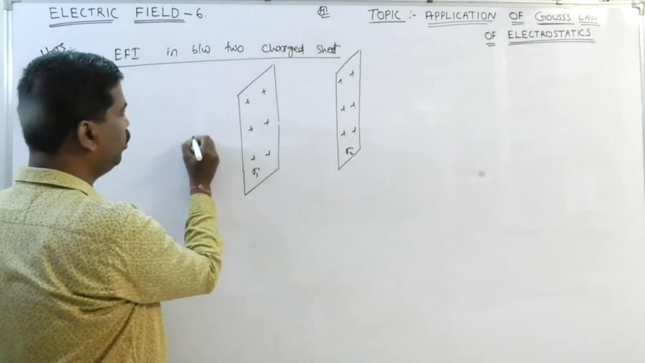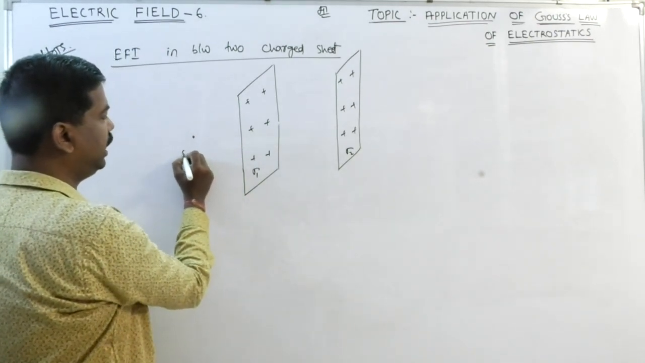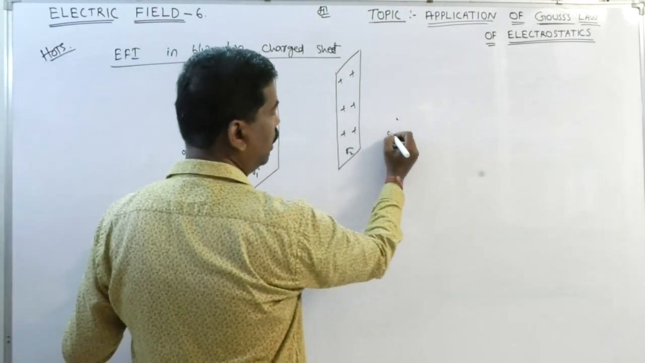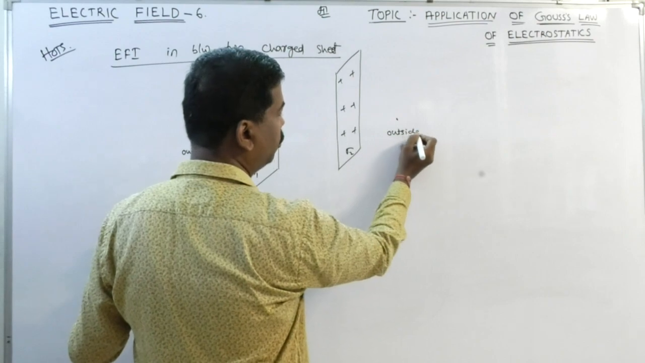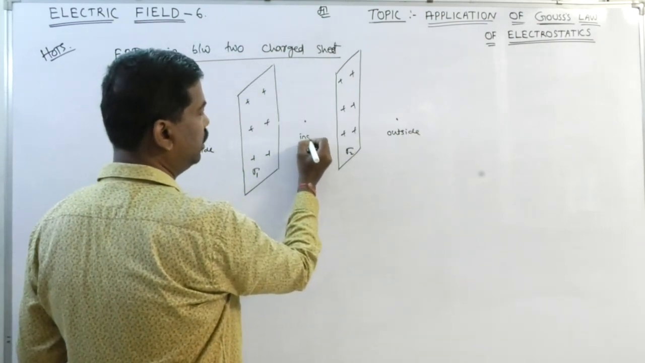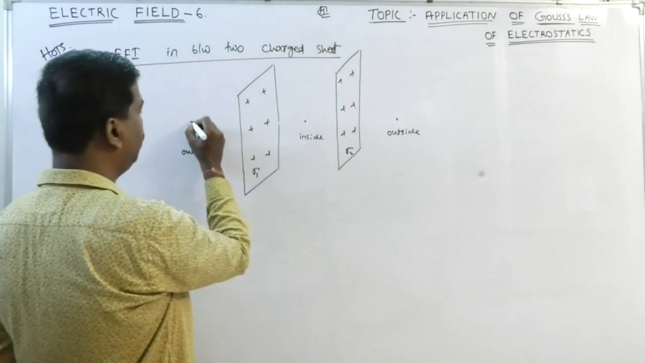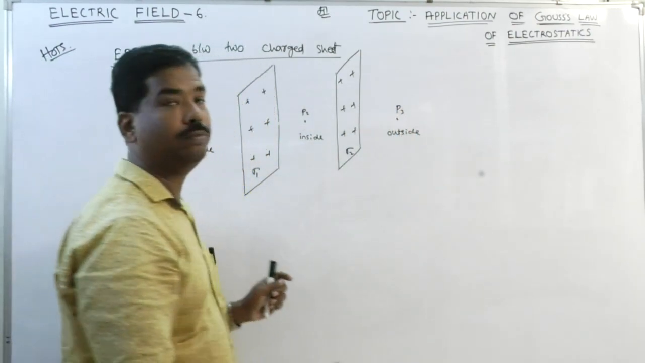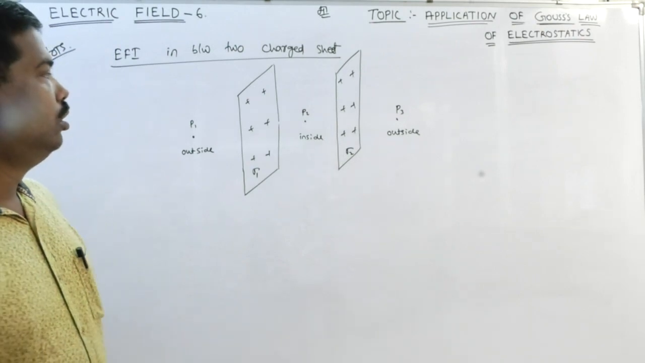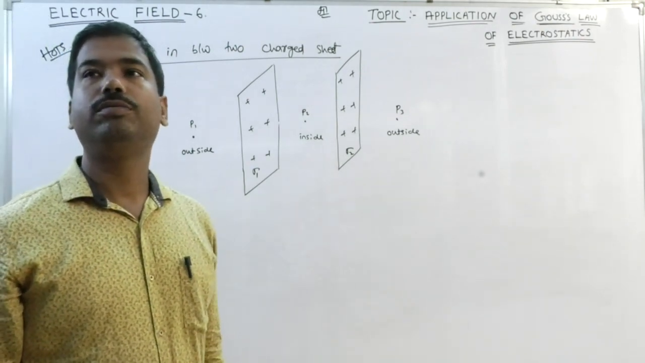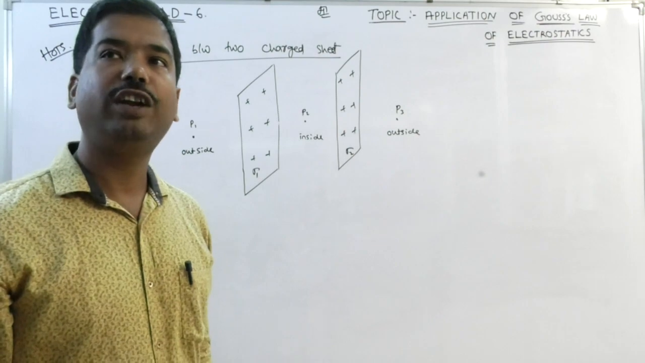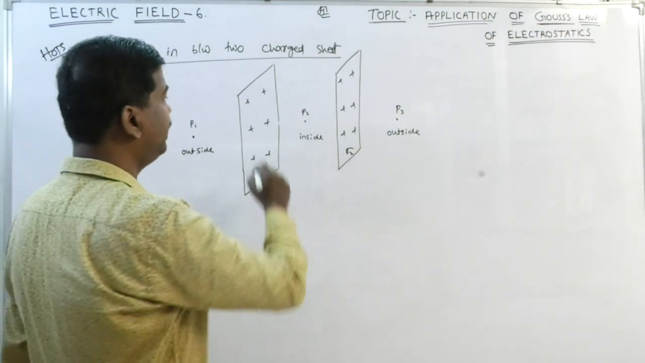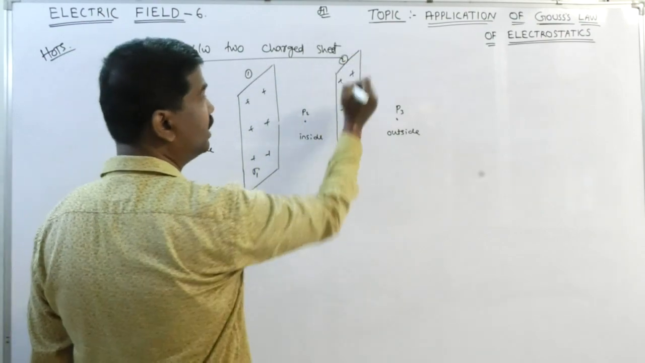Listen to me, I would like to find out the electric field at three positions: outside, inside, and outside. Let them be P1, P2 and P3. Clear? According to the electric field direction, it moves away from positive charge. Let this be the first plate and this the second plate.